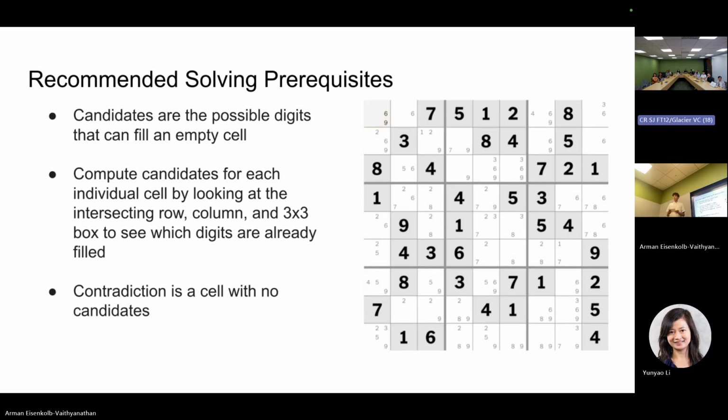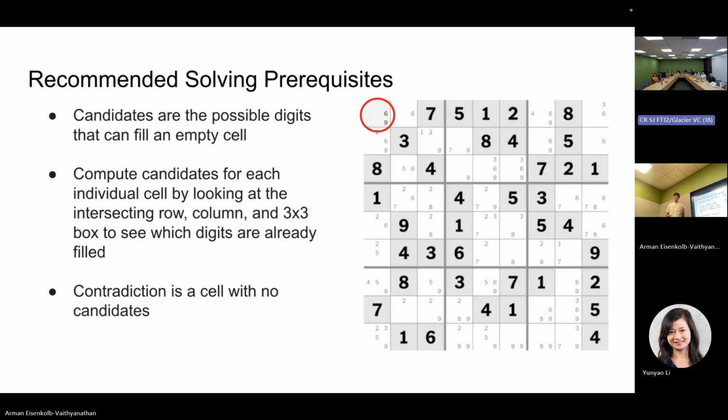The recommended way to begin solving a Sudoku puzzle is to compute the candidates. The candidates are the possible digits that can fill a cell. To compute the candidates, you look at the row, column, and 3 by 3 box that a cell is in to see which candidates are not there. So if we look at, for example, cell 1, comma 1, if we look at row 1, column 1, and the top left 3 by 3 box, we see the only digits that do not appear are the digits 6 and 9.